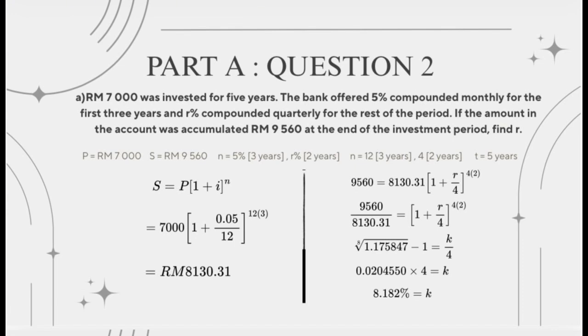So, we form the equation 9,560 equals 8,130.31 bracket 1 plus R over 4 close bracket to the power of 8. After simplifying and solving the equation, the value of R obtained is approximately 8.182%.